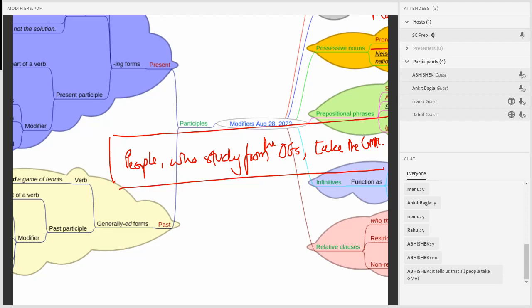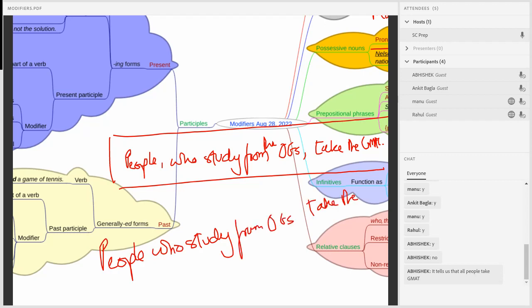It is not that, okay, let me put another version of the sentence without the comma. People who study from OGs take the GMAT. And now that I think about it, I could have made this sentence better by saying people who take the GMAT study from OGs. That would have made a little more sense. But anyway, the concept is the same.